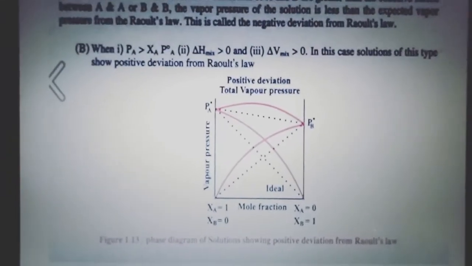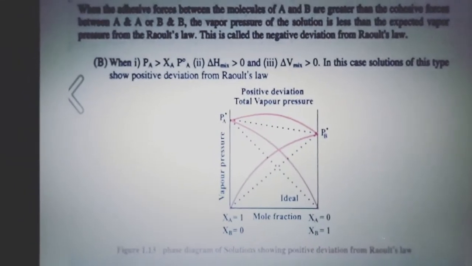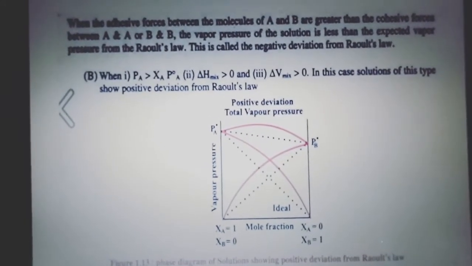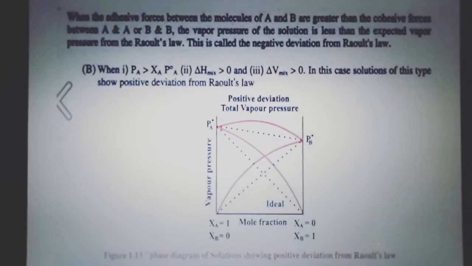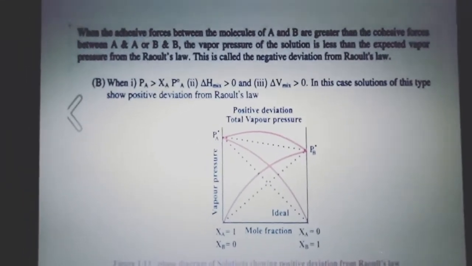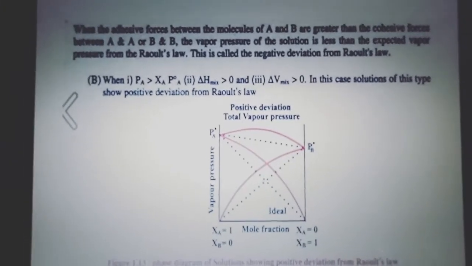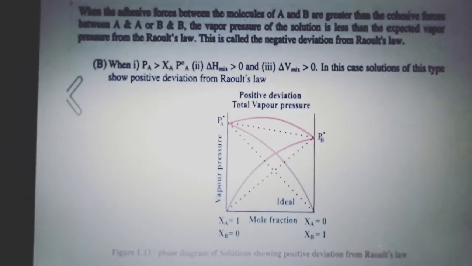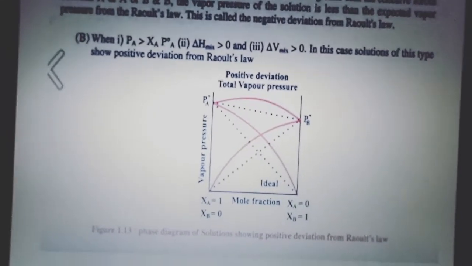Okay. Now the second condition is there. When PA is greater than XA into P naught A and delta H mixing is greater than 0, delta V mixing is greater than 0, this shows the positive deviation from Raoult's law. Okay, we have studied earlier the negative deviation from Raoult's law. Second condition, we can see the positive deviation from Raoult's law.